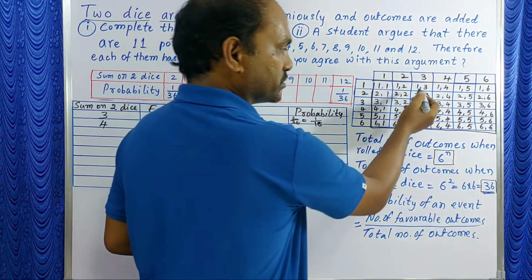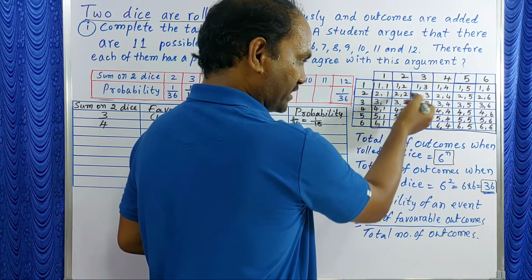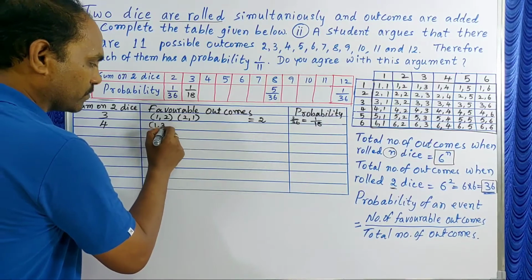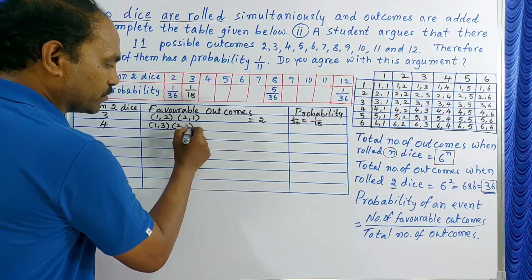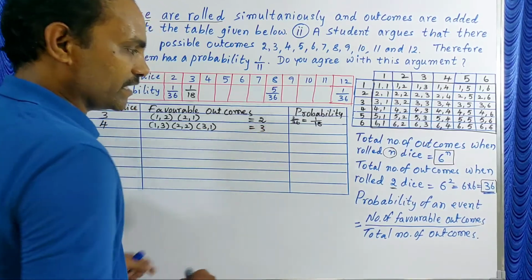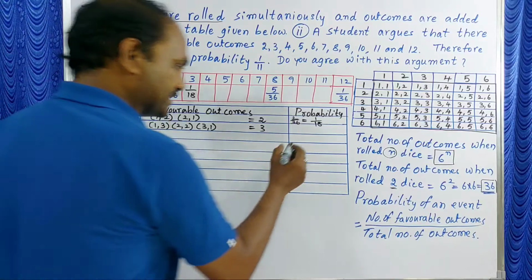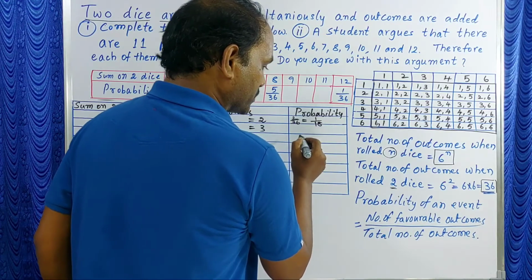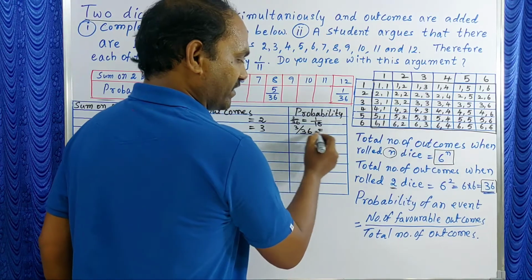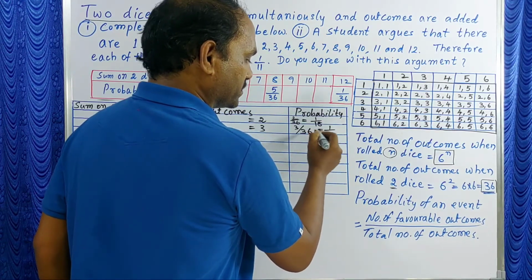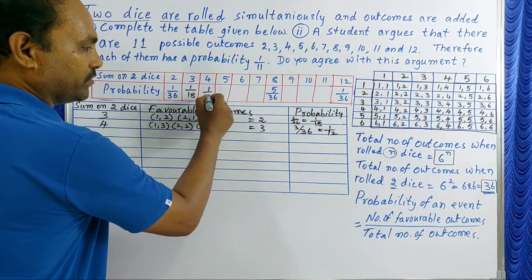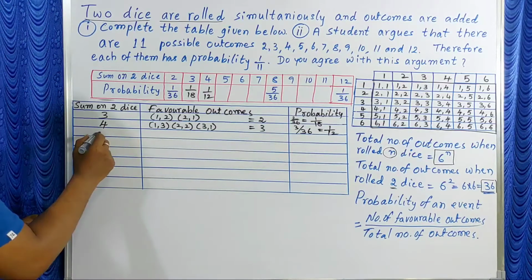4. So check only the diagonal. 1 3, 2 2, 3 1. Total 3 are there. So 3 by 36. So 1 by 12. This one is 1 by 12. Next one, 5.